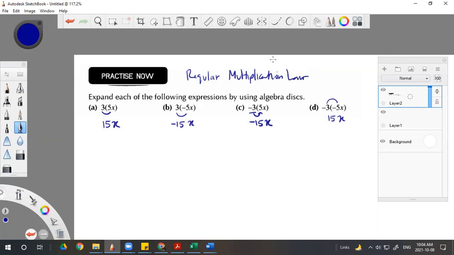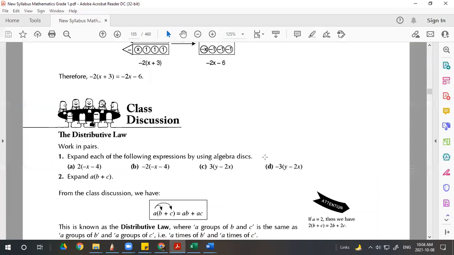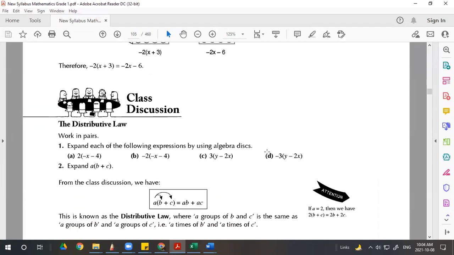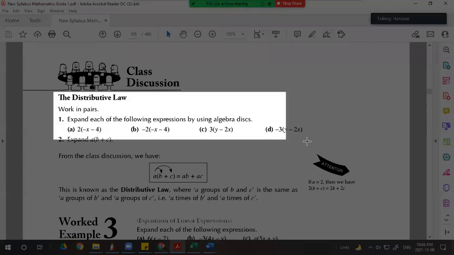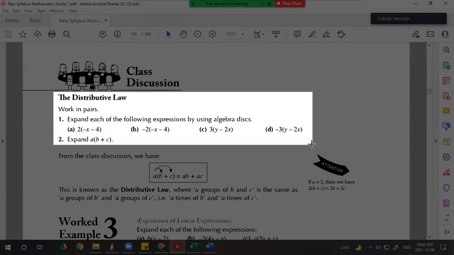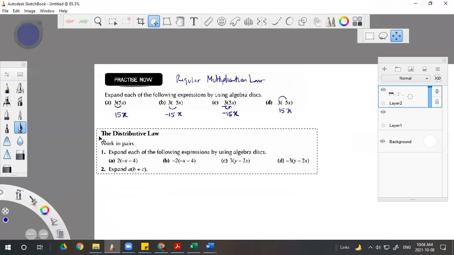Okay. If you have any question in this part, ask me, because this will be the basic. Now, next page, page 95. Okay, this class discussion, the distributive law. How do we distribute? Distributive law means you try to distribute all the multiplication.